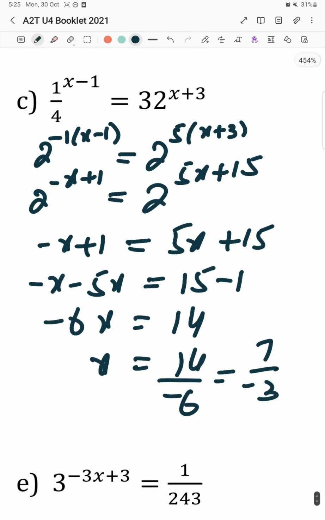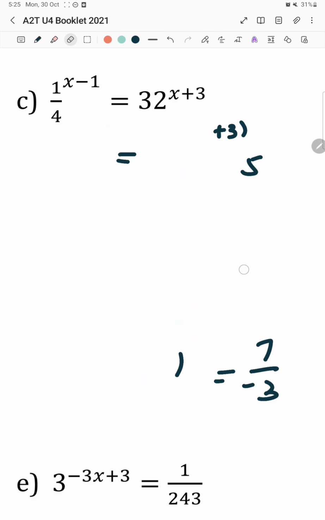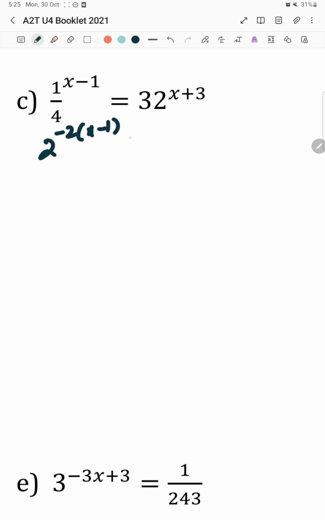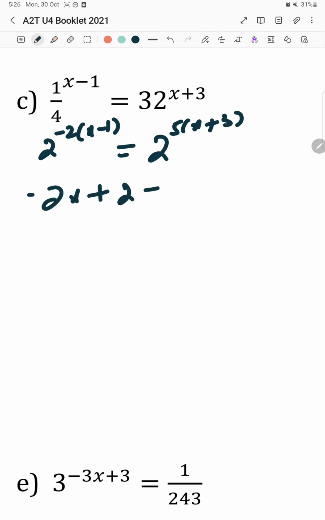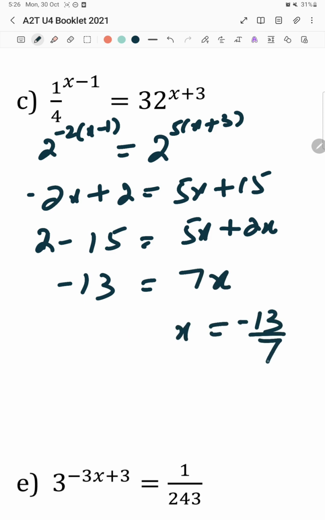And I'm sorry for this, I'm doing this again. Okay, so it would be 2 to the power minus 2x minus 1, 2 to the power 5x plus 3. So minus 2x plus 2, which is equal to 5x plus 15. 2 minus 15, which is equal to 5x plus 2x, which will be equal to minus 13 is equal to 7x. So x is equal to minus 13 by 7.